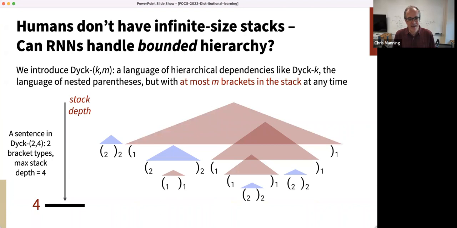So that's the nested parentheses language like Dyck-k, where you have k types of parentheses, but having at most m brackets in the stack at any time. So in the examples shown, it's an example of Dyck-2,4 because in the middle, it gets down to depth 4. Can we say interesting things about the generational recognition of these languages?